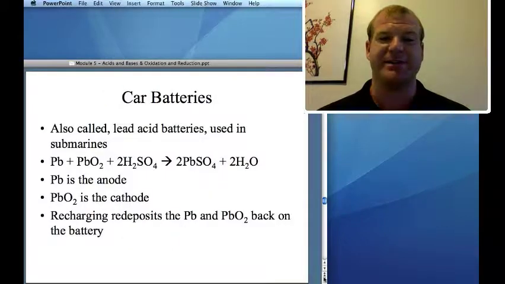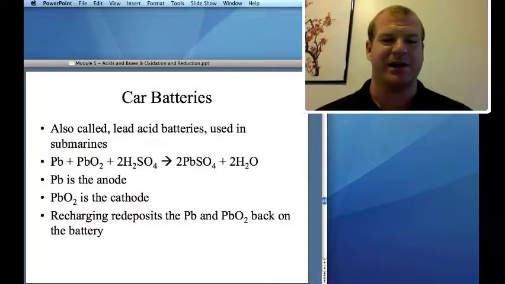In car batteries, these are also known as lead-acid batteries. These are rechargeable. But why don't we use them in our portable devices? Because they're heavy. Lead is heavy. If you picked up a car battery, it's pretty heavy. But we use them in cars and submarines, these types of applications.